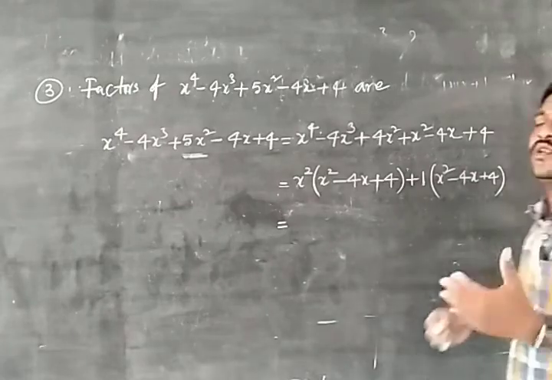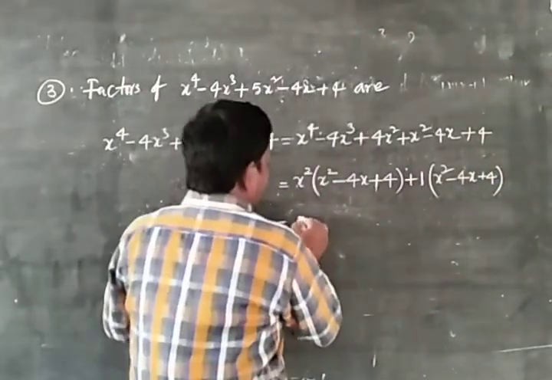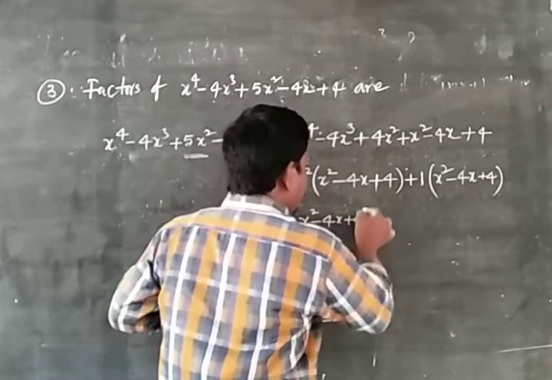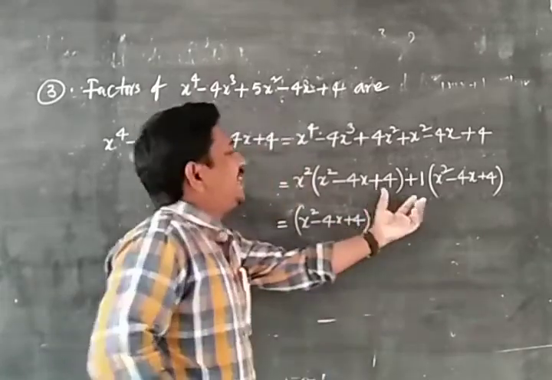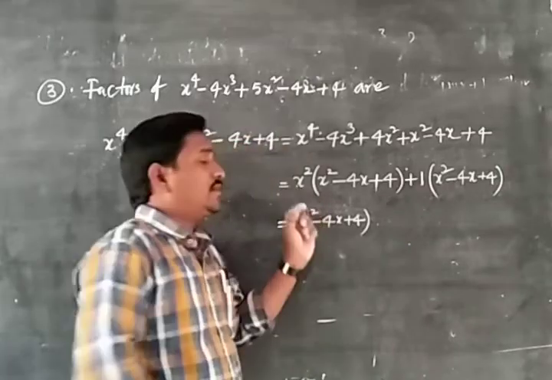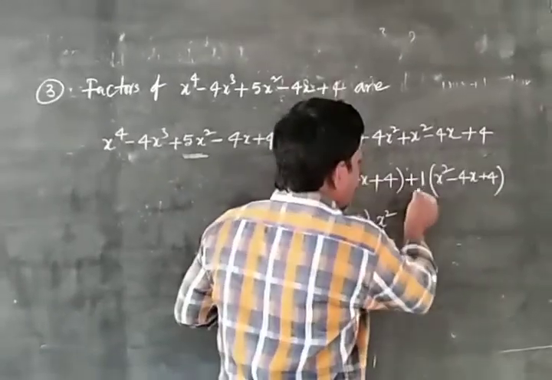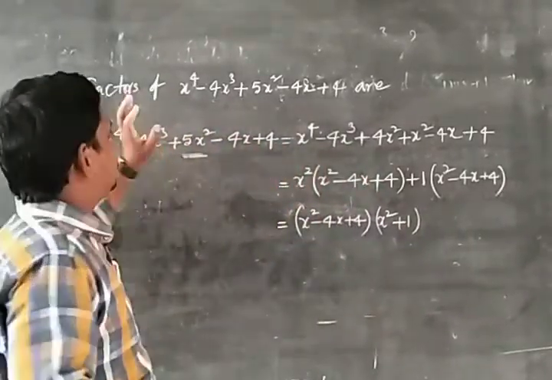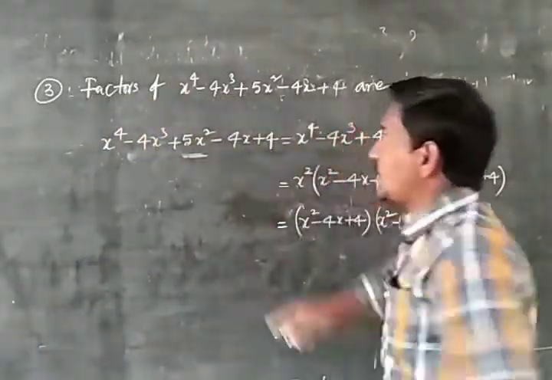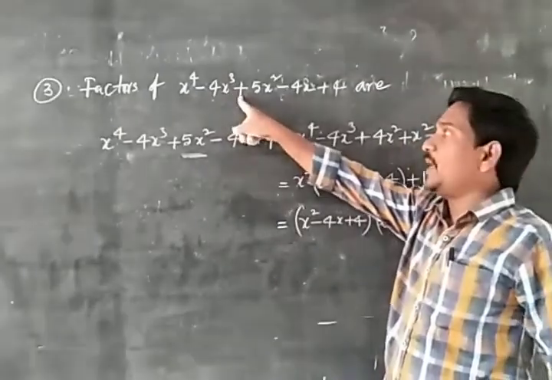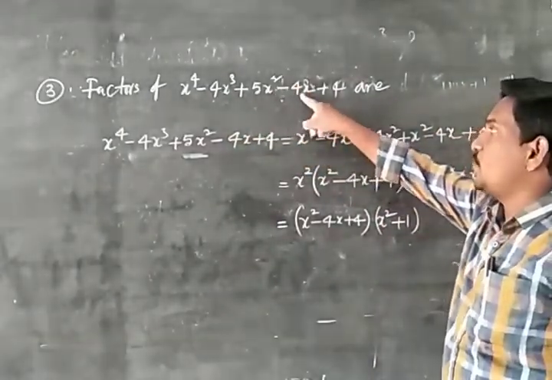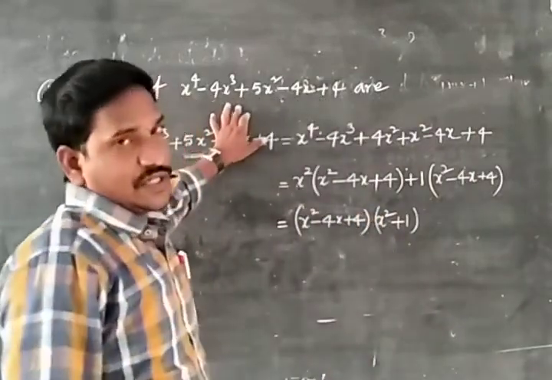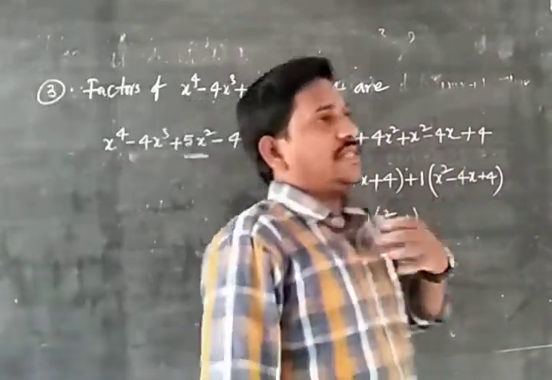So we can take out the common expression x square minus 4x plus 4. After taking the common expression, what is the remaining one here? x square, here 1. So we got the answer. The factors of x power 4 minus 4x cube plus 5x square minus 4x plus 4. This is the given expression, so we have to factorize.